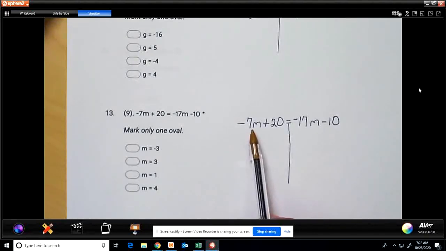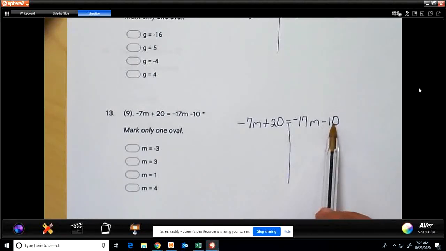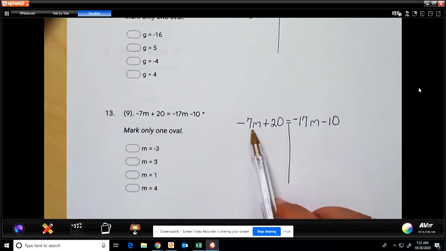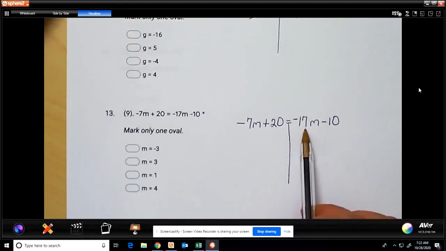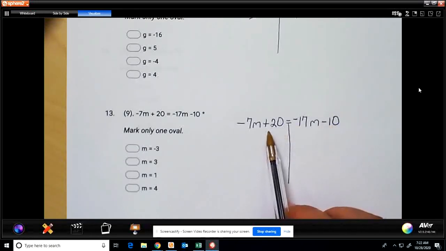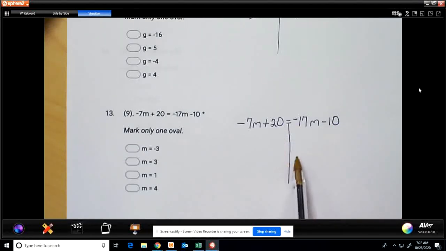I want to get my m's on one side and I want to get my numbers on the other. That's my strategy. My strategy is to get all of the letters, the m's, on one side and get the numbers on the other side and then finish the operation to solve for m.